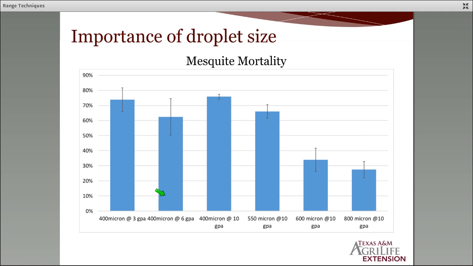If we look at the 400 microns at 3 GPA, we do okay, 75% control. If we come down here and say, okay, let's do a big droplet, 800 microns, at 10 GPA, our mortalities decrease substantially, down to right around 28%. Unacceptable job. What I suspect happens is if we get the droplet size too big, we're penetrating right through that canopy.